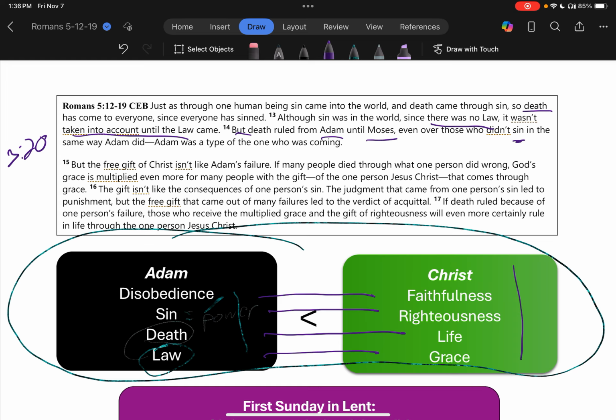Adam was a type of the one who was coming, and that's what the next paragraph is going to be about, that Adam is this type of Christ, right? But Paul is saying here, even though there was no law before Moses, sin still entered the world in Adam, and it still did its corrupting work, right? It still did its corrosive work of God's good creation. It still twisted things, even though there was no law to point it out, to say, hey, this is what sin is, right?